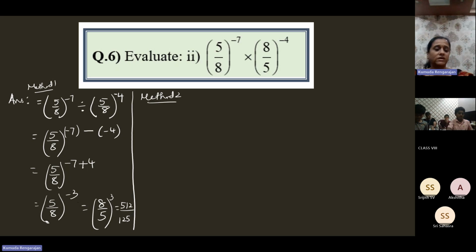Anybody else? Ma'am, can I try? I don't know if it's correct or not. What about Harini and Navneet? Ma'am, I did the first method, which is 4. But second and third, I'm not able to do. I don't know how to do. Okay. Akshita, Srijit, Sahasra.